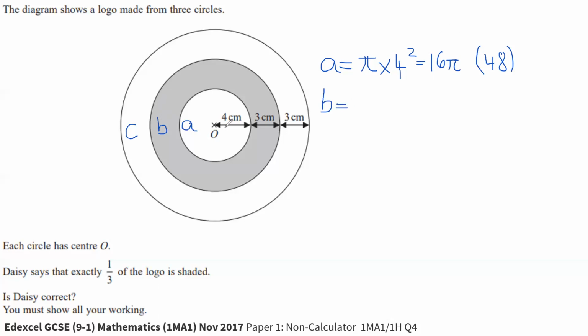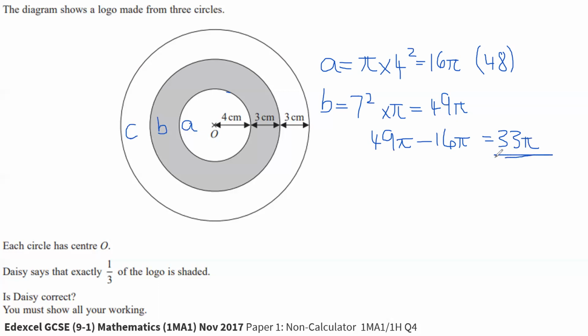we've called B. And we're going to have to find the area of the total circle and then subtract the area of circle A in the middle to work out just the shaded area. So the outer edge of circle B will be, if we add these together, a radius of 7. So that's pi times 7 squared, which equals 49 pi. But then, because we need to subtract circle A, we're going to end up with 49 pi subtract 16 pi. And that will give you a total of 33 pi.